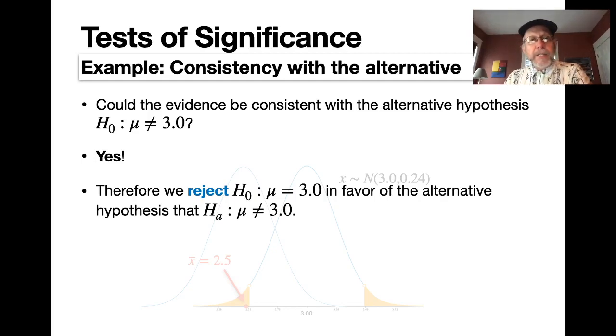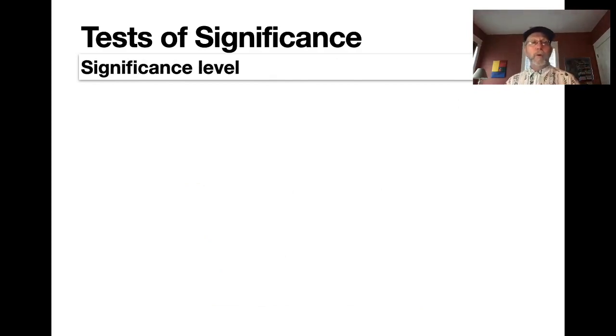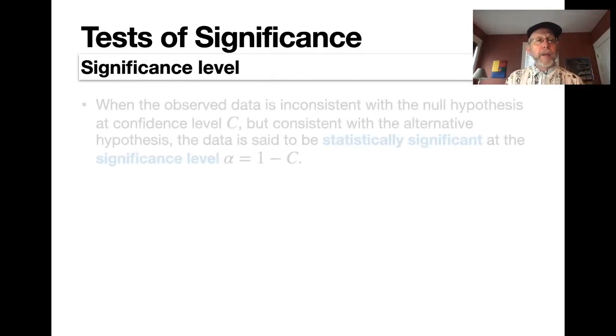So that, in essence, is some of the logic of tests of significance. There's some terminology and a couple of other cases we have to consider, so let's move on, and then we'll come back to our example. First, there's the idea of a significance level.